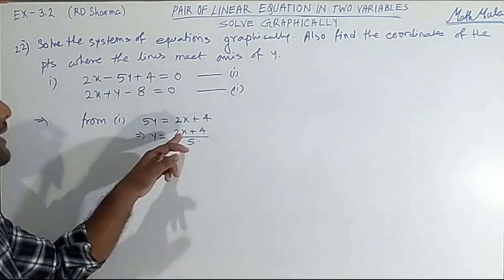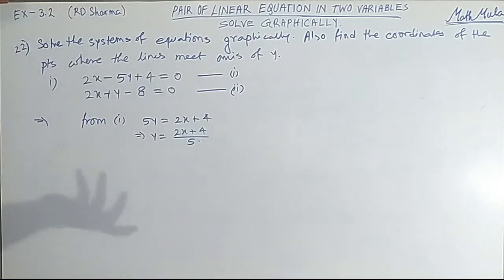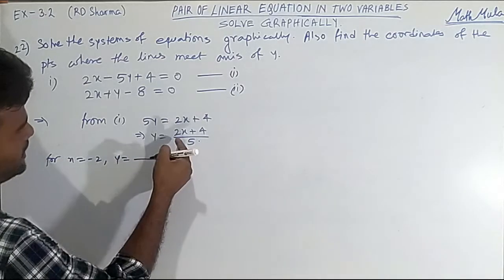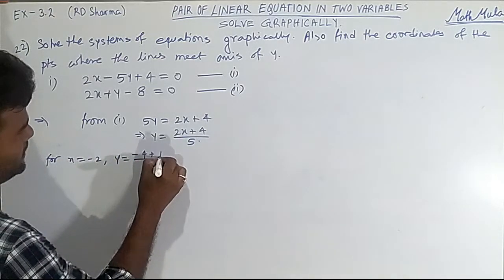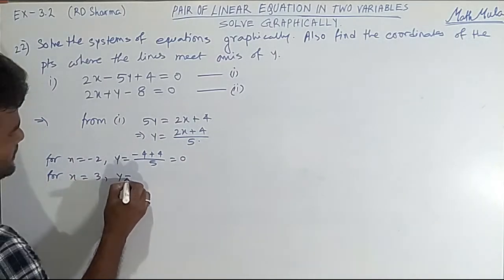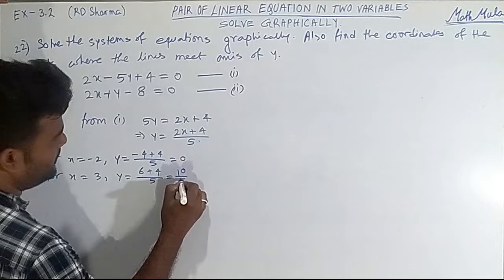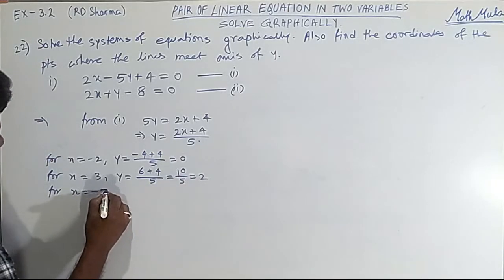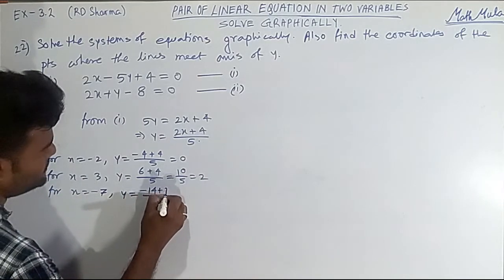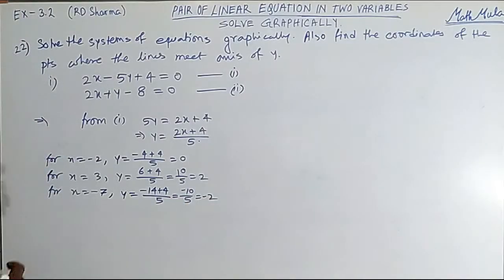Now first we try to put the value of x as 0, then 1, minus 1, 2, minus 2, 3, minus 3 in this order. Now for x equals minus 2, y equals (minus 4 plus 4) by 5, which equals 0. Now for x equals 3, y equals (6 plus 4) by 5, that is 10 by 5, that is 2. Now for x equals minus 7, y equals (minus 14 plus 4) by 5, that is minus 10 by 5, that is minus 2. Then we get a table.